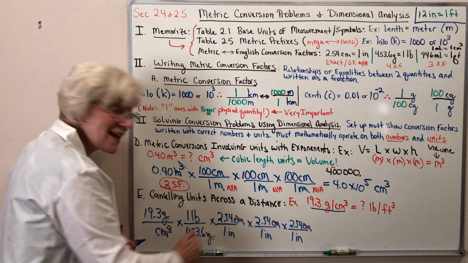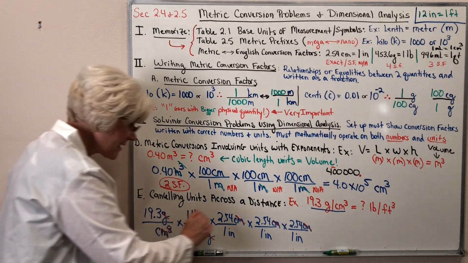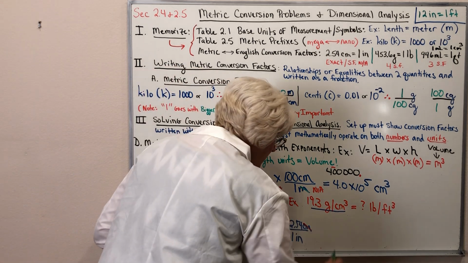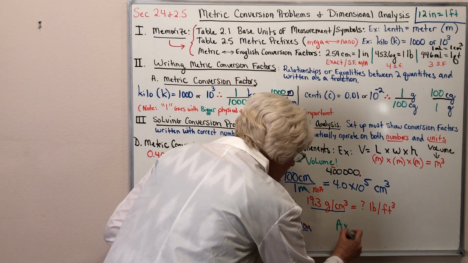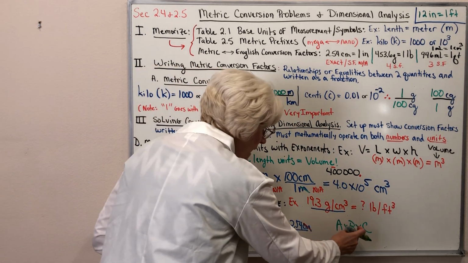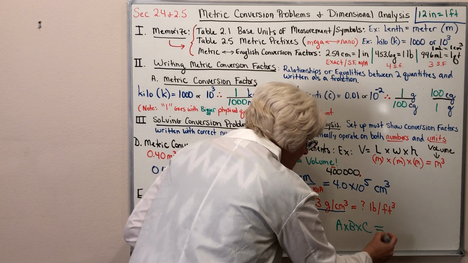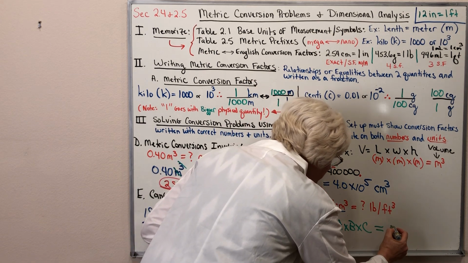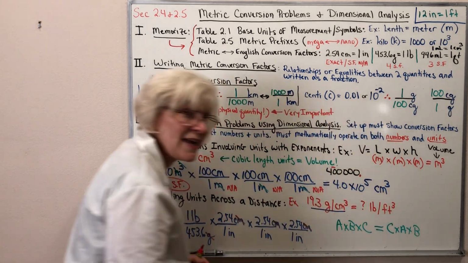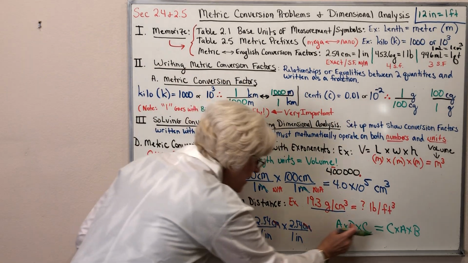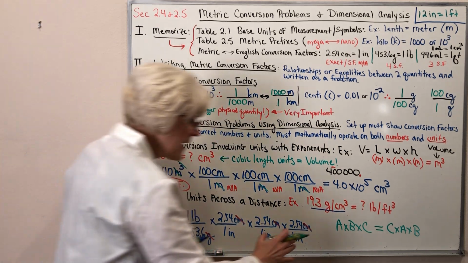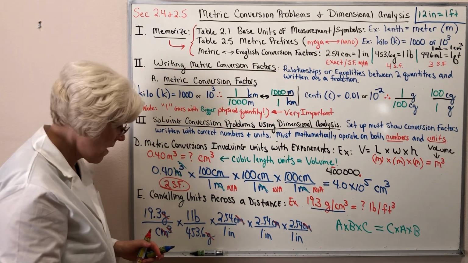It is okay, valid mathematically, to cancel across a distance. And why is that true? Well, from previous math courses that you should have had, if you take A and multiply it by B times C, that is equal to C times A times B. In other words, you can scramble the order of the factors that you are multiplying and still maintain the equality.